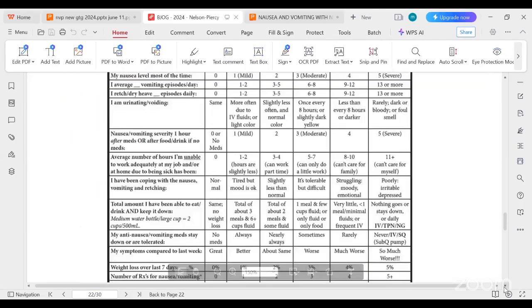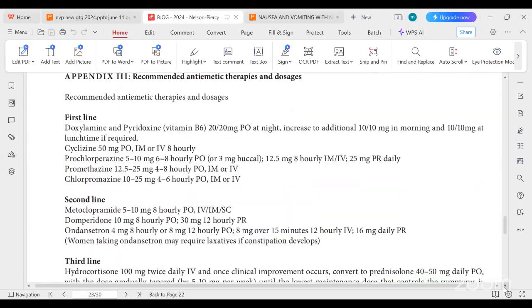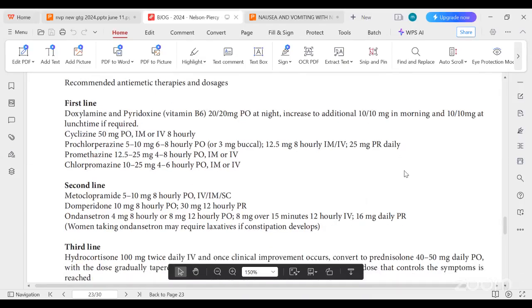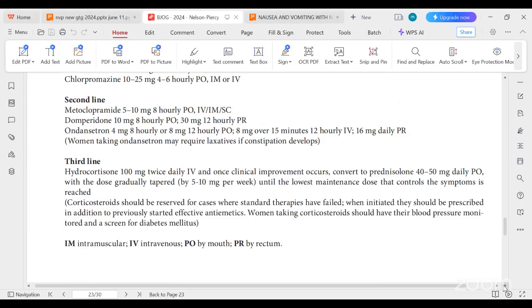And here is the health score. And now these are the therapies which we have discussed already: first line, second line, and third line. Take a printout of this paper and place it in front of your eyes, or on your wall, so that you can look at it and memorize the doses.